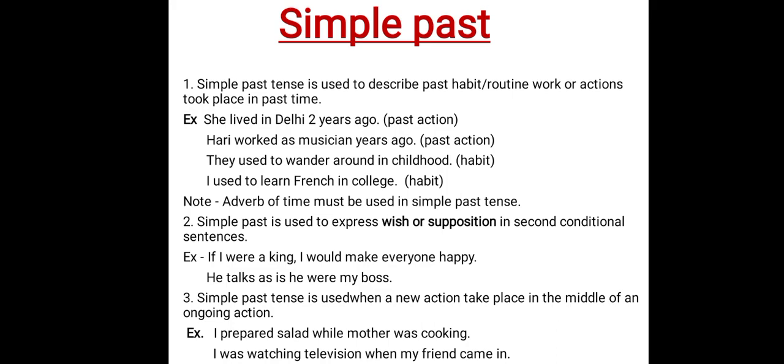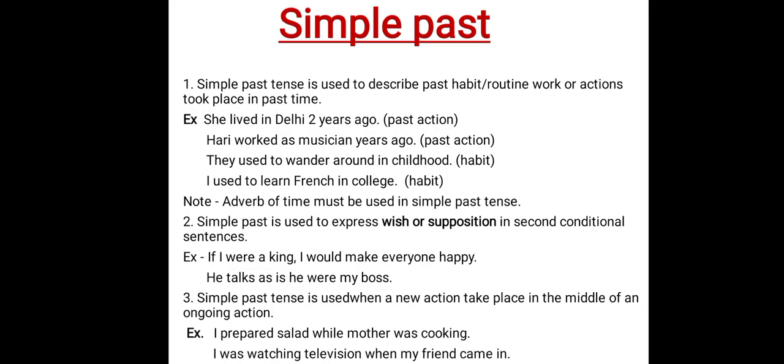The second important use of simple past is whenever we use it to express wish or supposition. Wish means a wish that is unlikely to be fulfilled, that is not real, that is supposition, that we suppose. All right. So such kind of wish or supposition is expressed in second conditional sentence. And in second conditional sentence, the conditional clause is written in simple past.